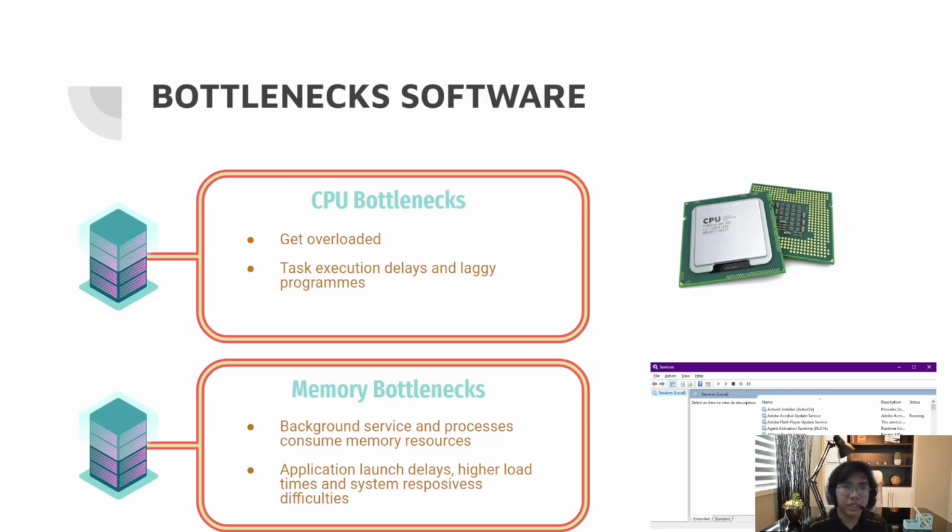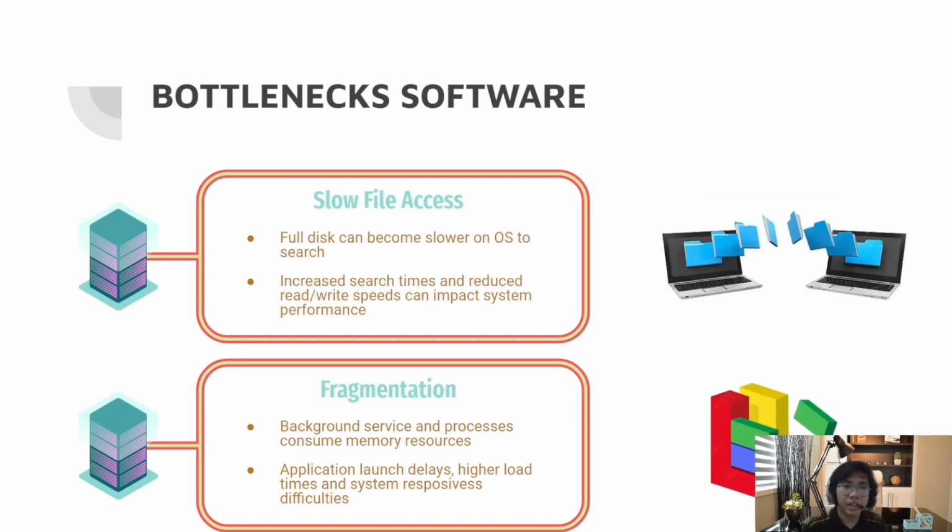This can also cause task execution delay and laggy programs. Memory bottlenecks. When the background services and processes consume memory resources, it will cause memory bottlenecks. This can also affect applications with large delays, high load times, and system responsiveness difficulties. Next, we have slow file access. Retrieving files from a full disk can become slower as the operating system needs to search through a large number of files and directories. Increased search time and reduced speed can significantly impact overall system performance.